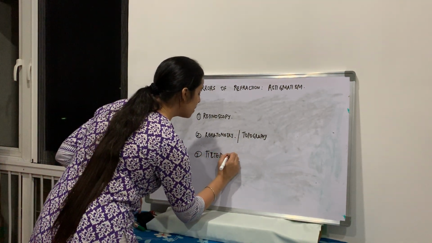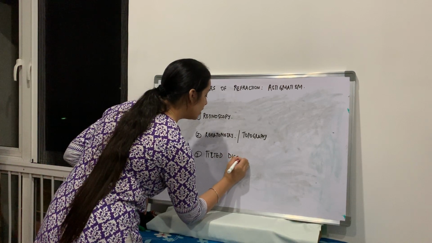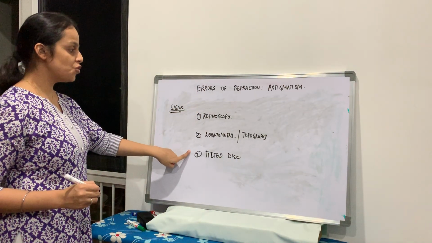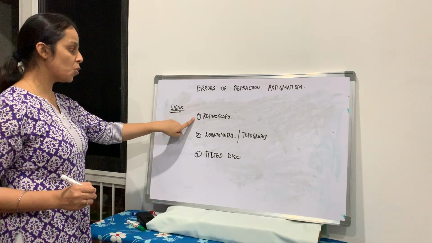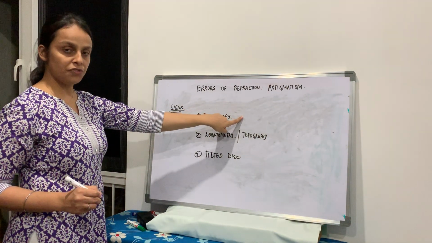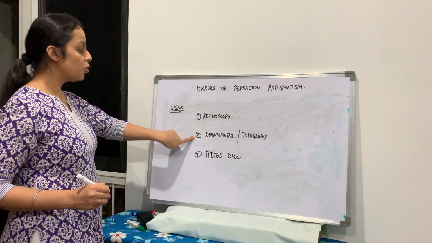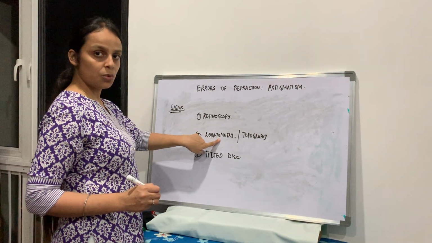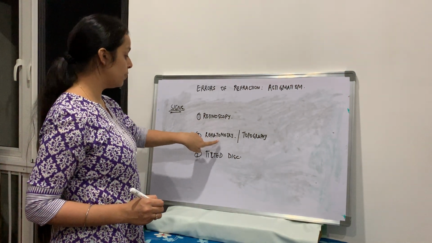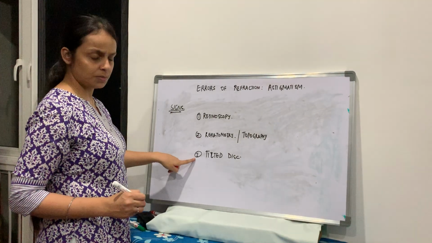The optic disc of the patient is a little tilted. Okay, so these are the signs which you can find out: in retinoscopy you will get different powers in different meridia. When you do keratometry, you can numerically find out the curvature of the cornea in different meridia, and you will have a tilted disc.